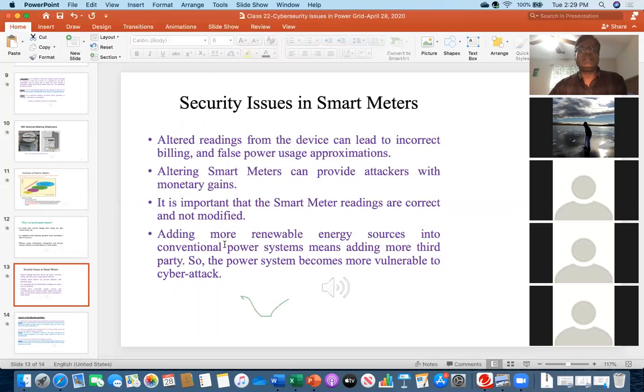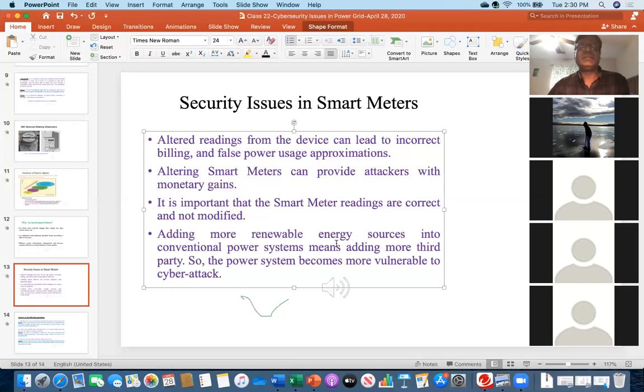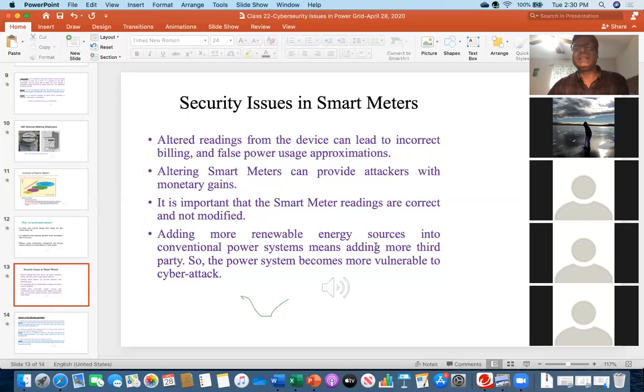But what is happening is that because we want to achieve the benefit of the modern power grid, the smart power grid or smart microgrid, we have to add much more renewable energy sources into the conventional system. But adding more renewable sources means you are adding more third parties.